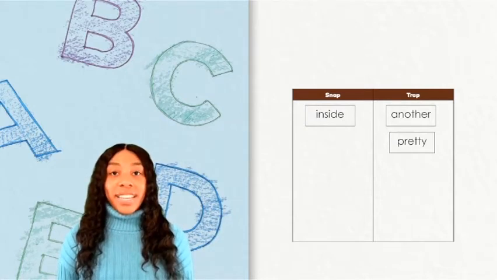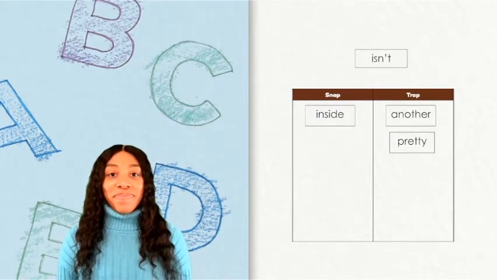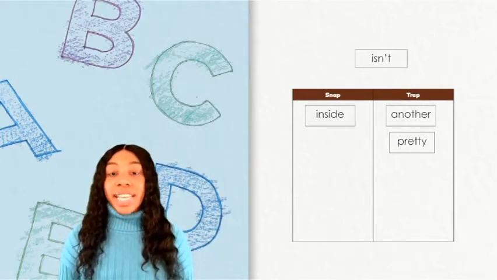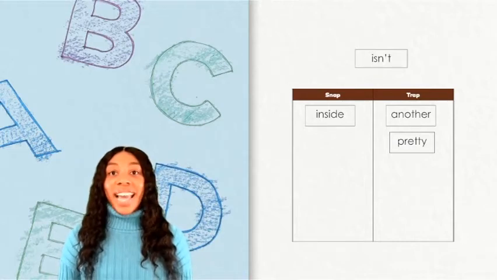Our next word is isn't. This word is a closed syllable with a contraction. We say all the letter sounds that we see. Isn't is a snap word.